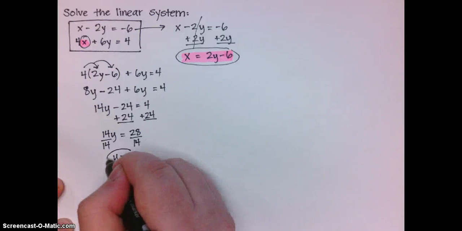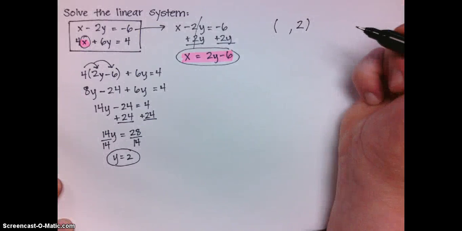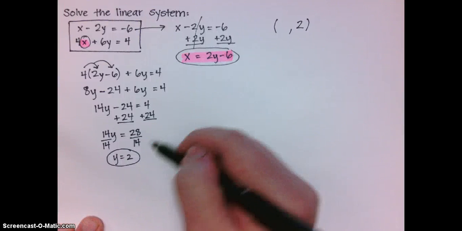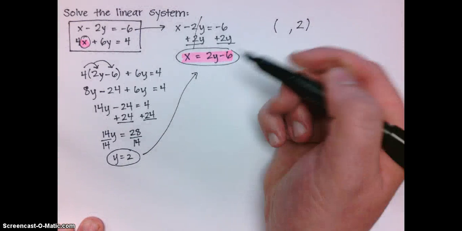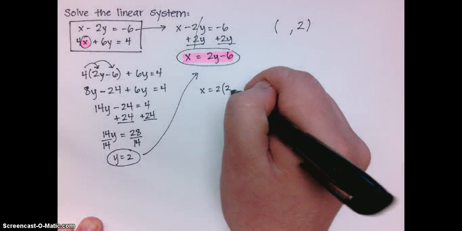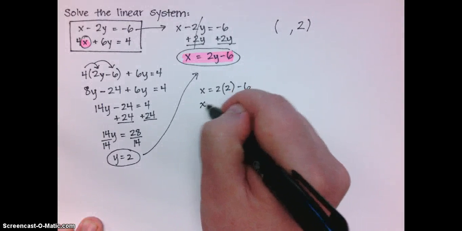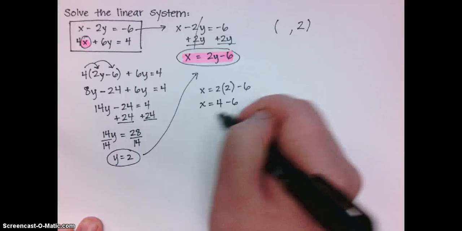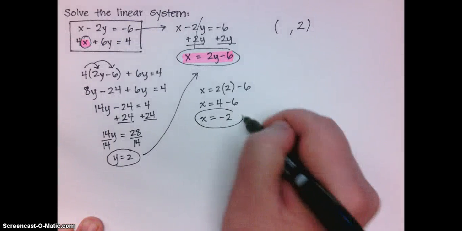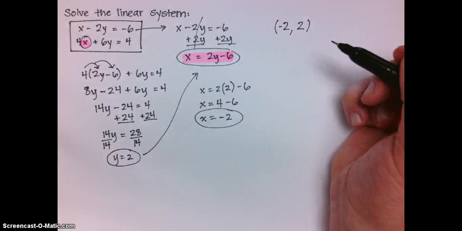So I have now found my y. In my final solution, I found that my y was 2. So let's try to figure out what the x would be now. I'm going to actually plug it into this top one up here. So x is equal to 2 times the y, which is also 2, minus 6. So x is equal to 4 minus 6. And that leaves me with x is equal to negative 2. So I have found the x value now in my final solution for my coordinate.